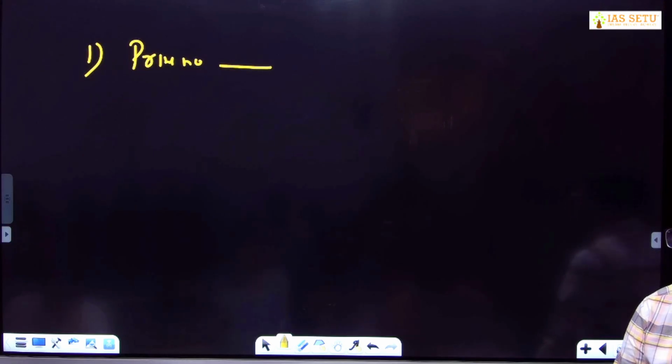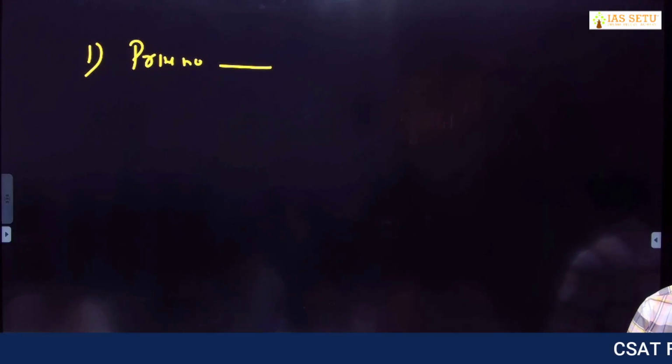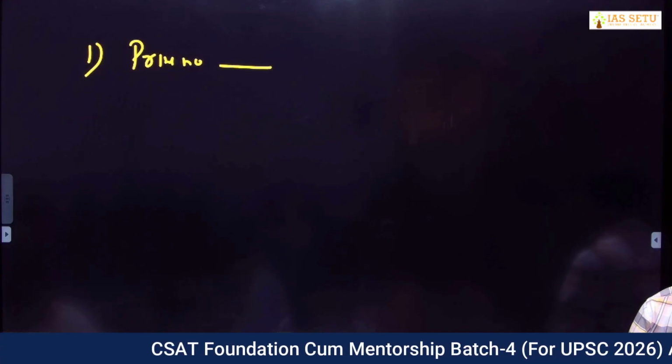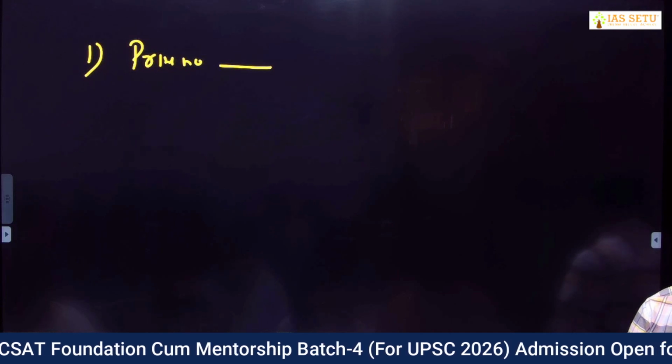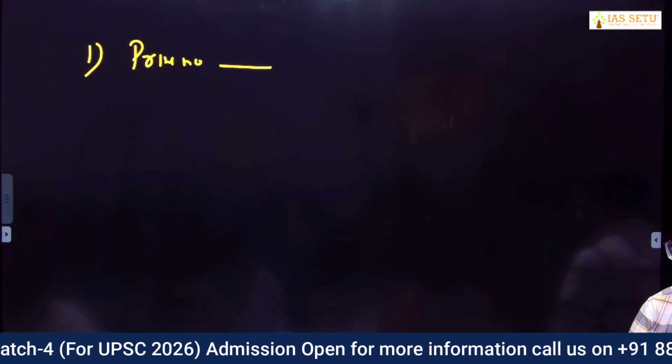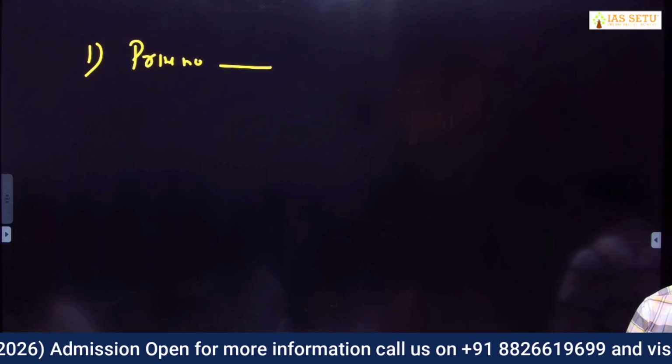Second definition of prime number: a prime number has exactly 2 factors, or prime numbers are divisible by only 2 numbers, 1 and the number itself.